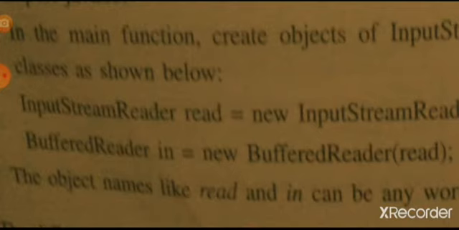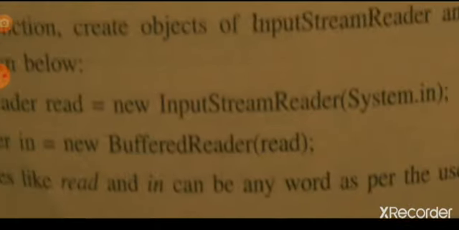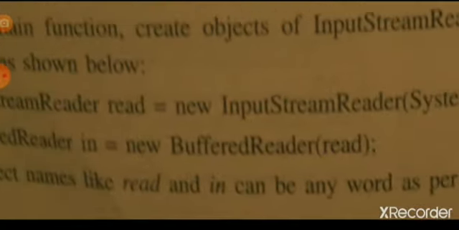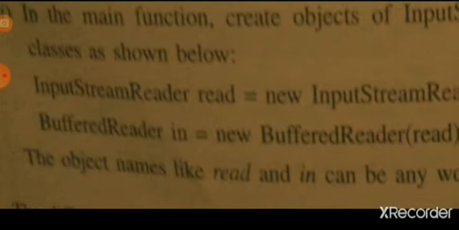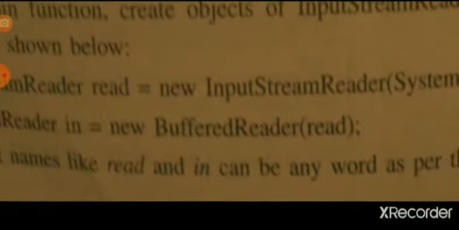Input stream reader, as you see it, you have to write it exactly. The capital letter should be capital, and small should be small. Here, InputStreamReader has no space. The I of Input, S of Stream, and R of Reader should be in uppercase. Then read is an object which temporarily holds whatever values you take from the keyboard. Okay, InputStreamReader read equals new.